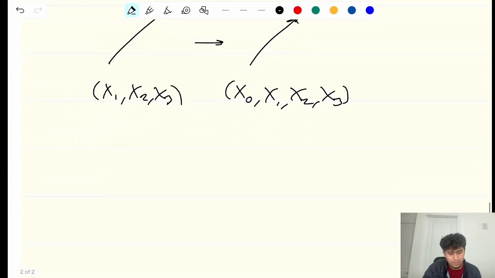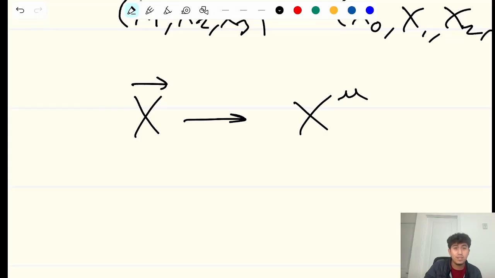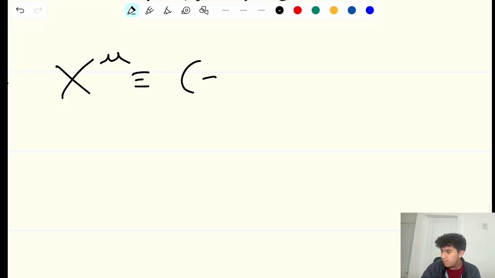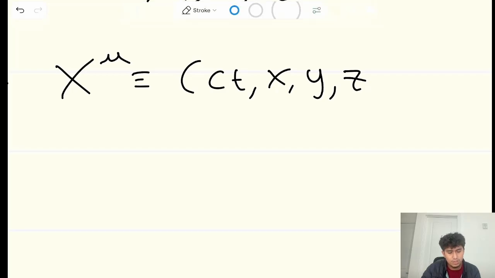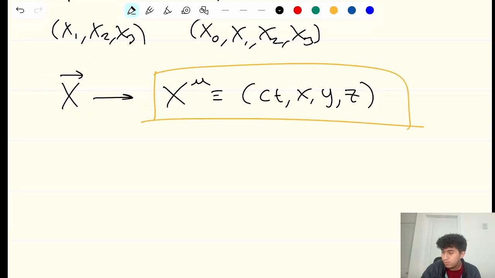So for example, for position, instead of having the position vector, we're going to have a position 4 vector that is going to include time. And it's going to be defined by ct, x, y, and z. The reason for the c is because we want it to have the same units. We want to have space units, so great. So that's our 4 vector that describes space. That's just a spatial 4 vector.